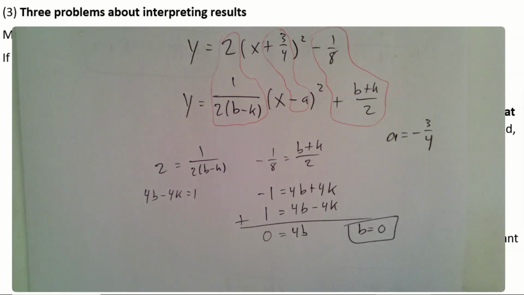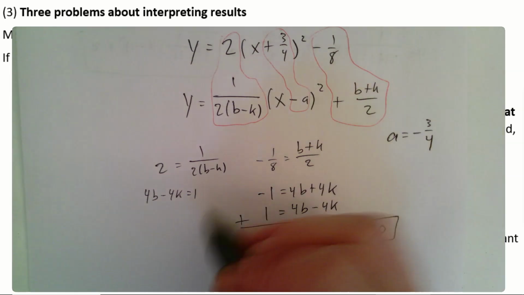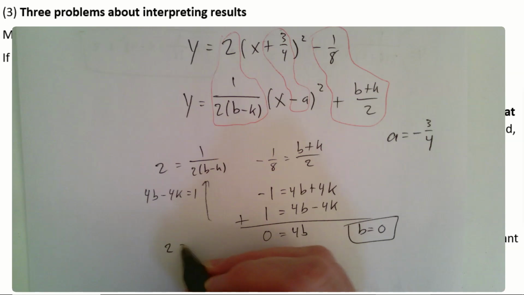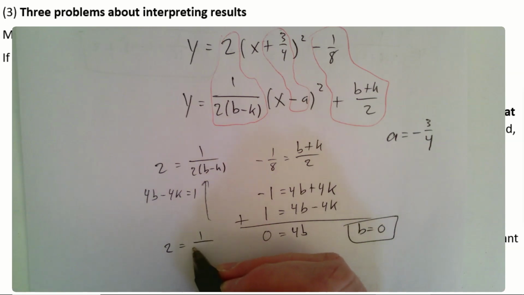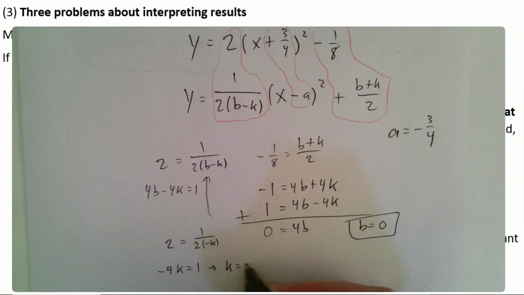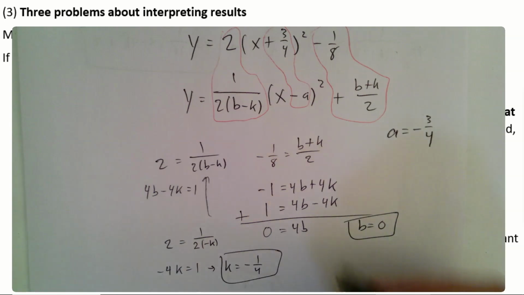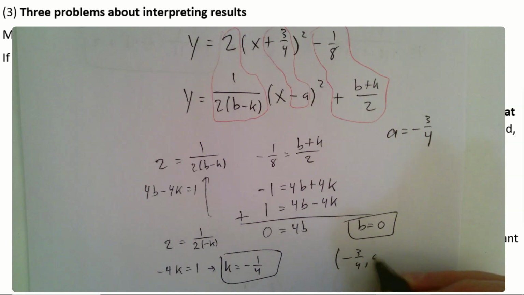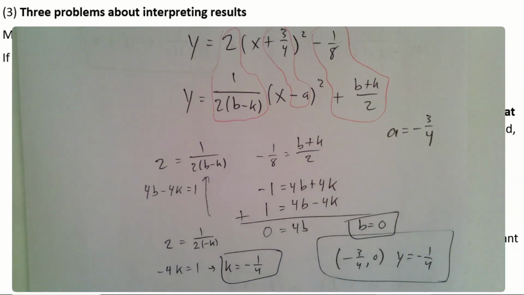If I substitute that in up here, or sure, let's substitute it in there. So that gives me 2 equals 1 over 2 times negative k. So that gives me negative 4k equals 1, which gives me k equals negative 1/4. So we've got negative 3/4 comma 0, and y equals negative 1/4. Let's just pause and think if that makes sense. So negative 1/8 really is halfway between 0 and negative 1/4.